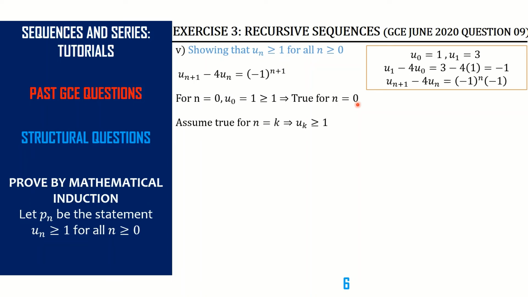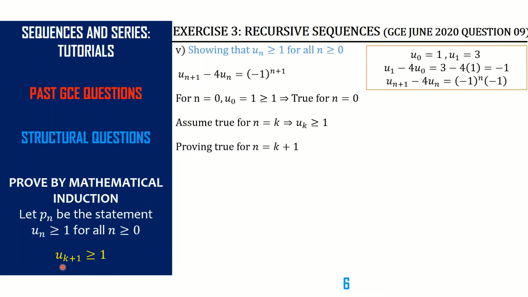Now we set up an induction hypothesis by assuming that the statement p of k is true. So it is true for n equal to k. If it is true for n equal to k, we just replace n with k, and we get u of k is greater than or equal to 1. We are going to use this supposition to prove that it is true for n equal to k plus 1. This step is called the induction step. Proving that it is true for n equal to k plus 1 means we need to prove that u of k plus 1 is greater than or equal to 1, because true for n equal to k means u of k is greater than or equal to 1.